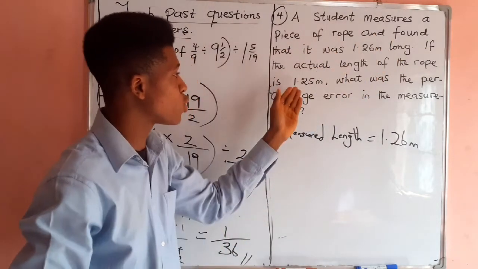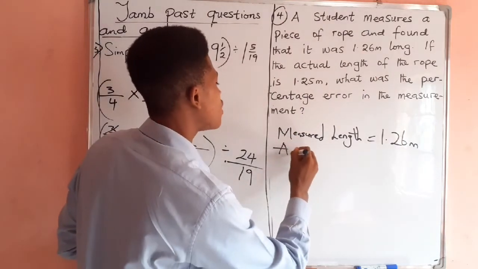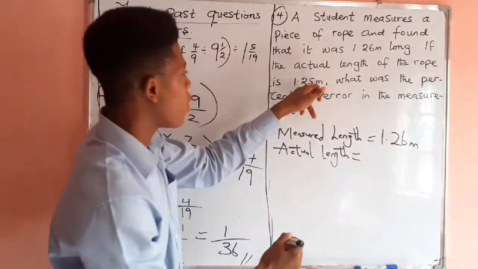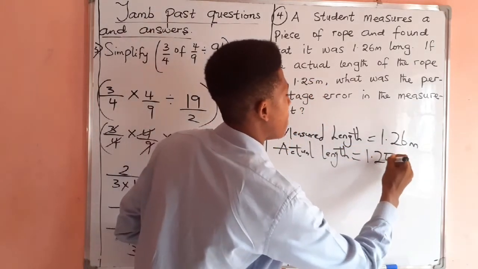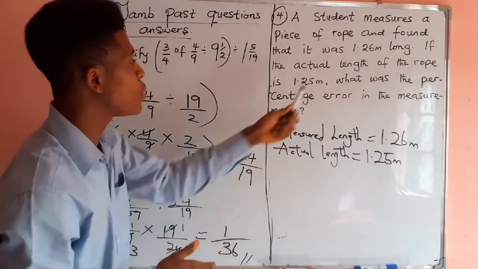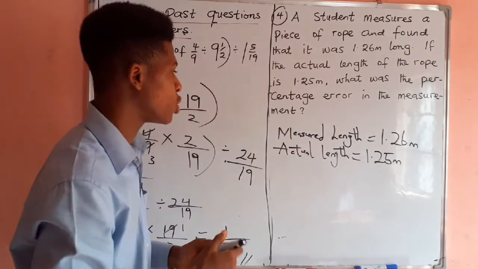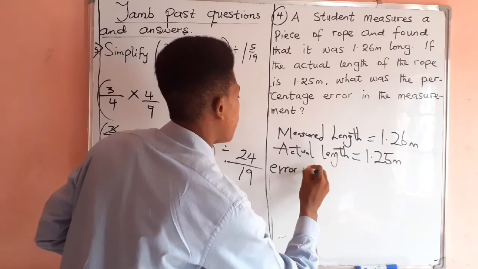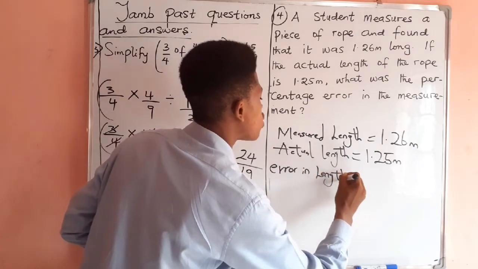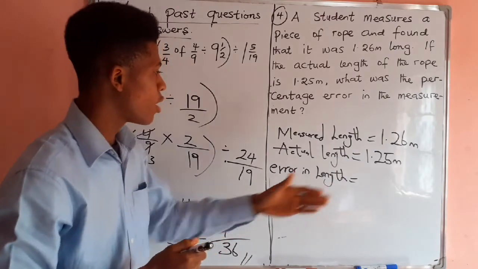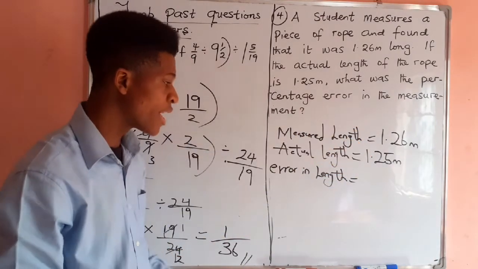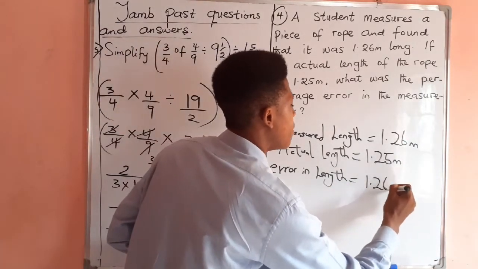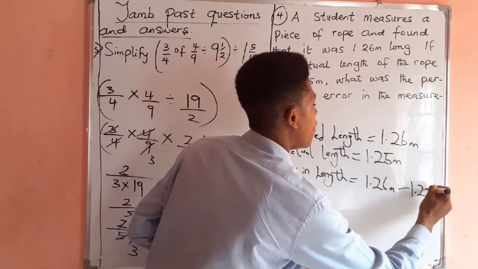If the actual length of the rope is 1.25 meters, the next information given to us was the actual length, which is 1.25 meters. So with these two pieces of information, we can find the error in length. Our error in length will be our measured length minus the actual length, which is, let me write it down, 1.26 meters minus 1.25 meters.